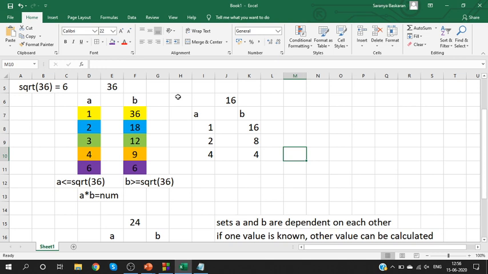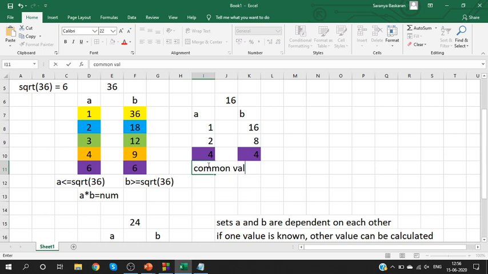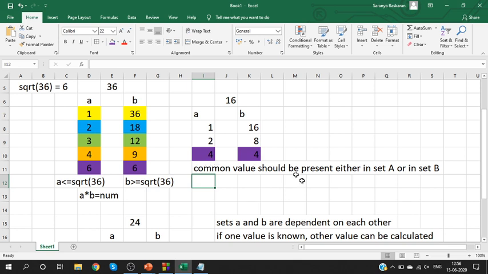So what should you do here? For perfect squares, the common value should be present either in set A or in set B. That is up to you. You code it however you want. Either have it in set A alone or have it in set B alone. In this program, for the program which we are developing, we will have it in set A. Can you understand this? Yes.